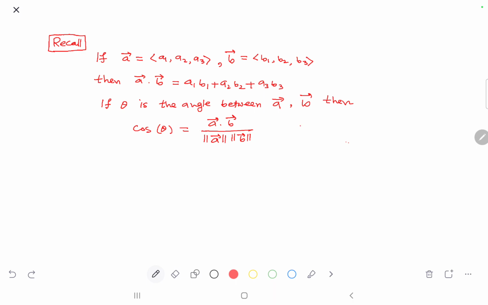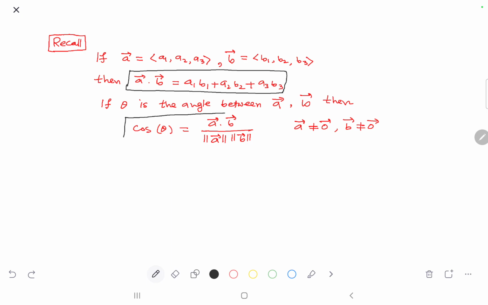Of course here we are assuming that a is a non-zero vector and also b is a non-zero vector, because the zero vector has no direction, so you cannot find the angle of a vector with the zero vector, because the zero vector has no defined direction. Last time we did these two formulas, the dot product formula, and we also did the angle formula between two vectors.